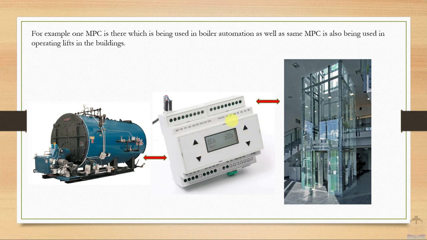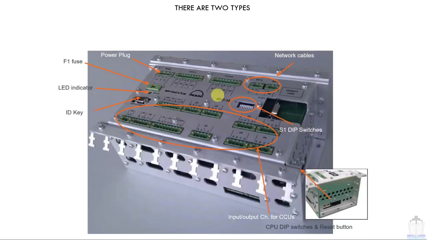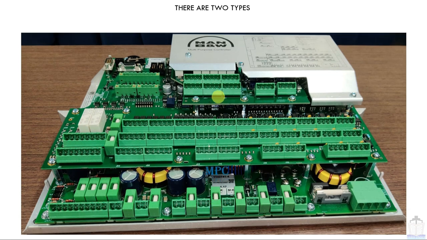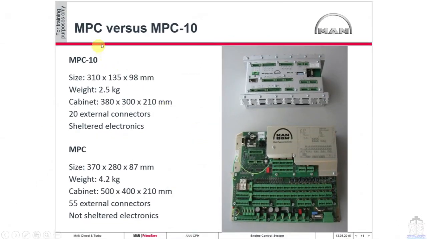Now, moving to our next topic, that is the types of MPC for the ME engine. There are 2 types. One is MPC 10 written over here, another is MPC. This is called the MPC, multi-purpose controller, and that was multi-purpose controller 10. Now, moving to our next topic, that is the difference between MPC and MPC 10.